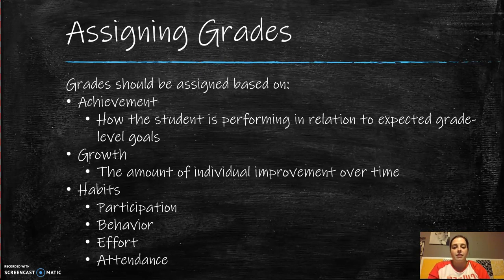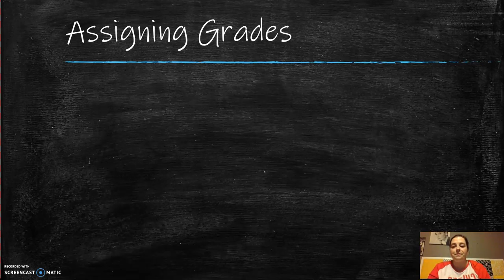Then there's assigning grades. So you want to assign grades based on achievement, growth, and different habits. So how is the student performing? Are they improving over time based on what they achieved in the past versus now after the lesson has taken place? Are they participating? Is their behavior acceptable? Are they giving all their effort? And are they in attendance to all of the things that they need to be in attendance to?